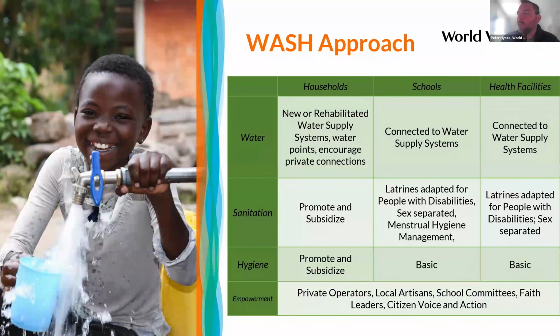We also had key trainings for private operators, who are the ones who would operate water systems in the long term after World Vision handed them over to the government, as well as local artisans who might help households build latrines, and then school committees and faith leaders for really the long-term sustainability of the work. So thinking through what will this look like 10 years from now, and how do we ensure that infrastructure is taken care of appropriately?